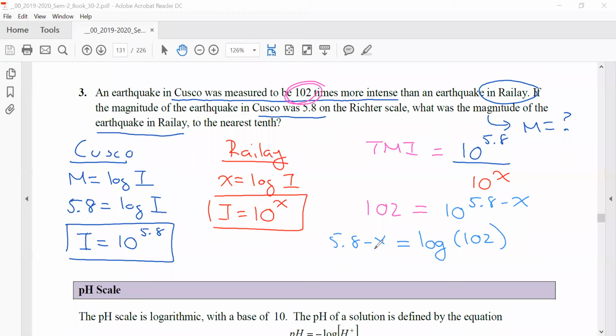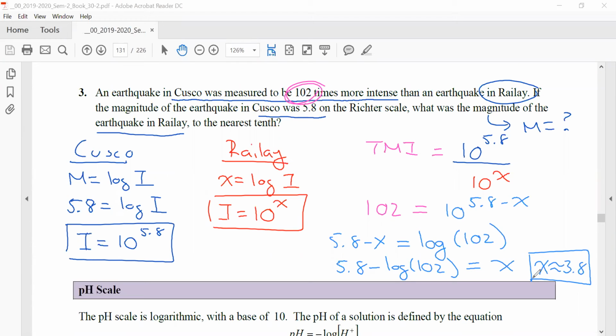And now all we have to do is isolate for x. So remember, log 102 is just a number. In fact, it will be about, I don't know what it's going to be, about 2. I just rearrange, and now I'm just going to pick up my calculator. Notice how it's a common logarithm. They created these things to be common logarithms. So x is approximately 3.8. So there's your magnitude of the earthquake in Raleigh.